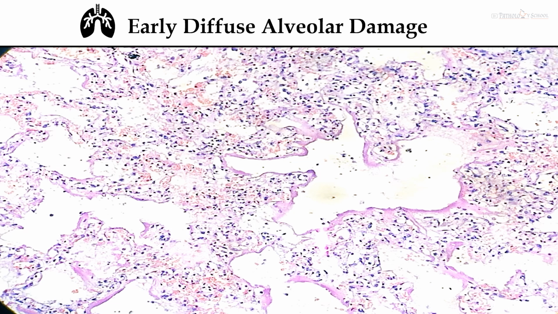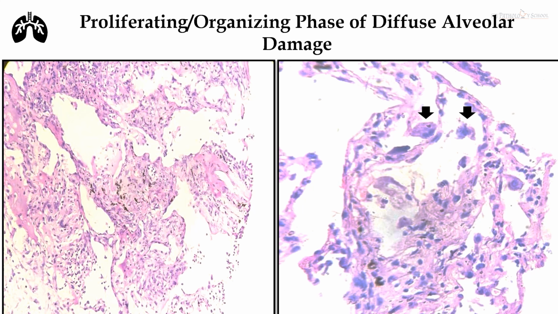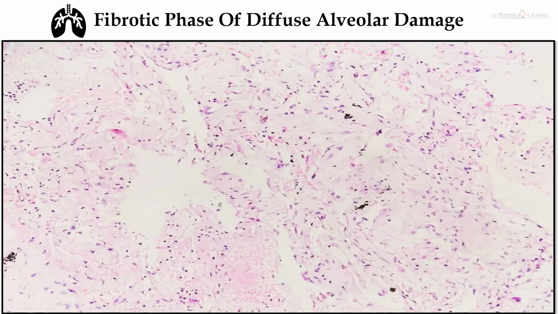Early diffuse damage. This is a microphotograph of a lung showing widened interstitium, inflammatory infiltrate, intraalveolar hemorrhage, and hyaline membrane formation. This is a microphotograph showing widened interstitium with increase in myofibroblast proliferation, type 2 pneumocyte hyperplasia, along with the presence of multinucleated giant cells. The fibrotic phase shows the wide interstitium being replaced by increased collagen deposition.